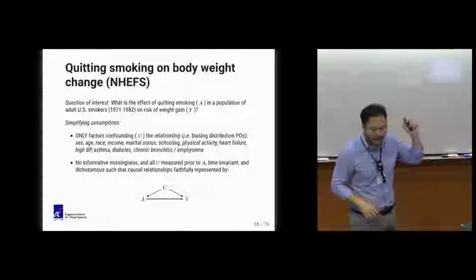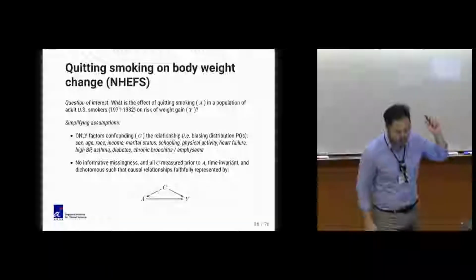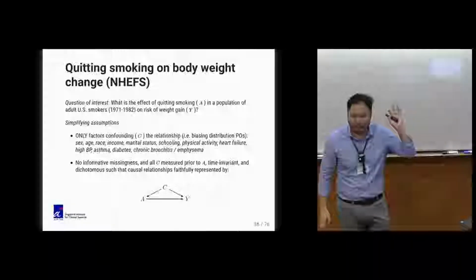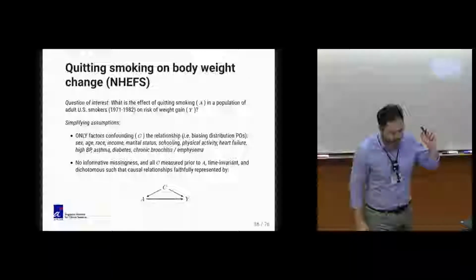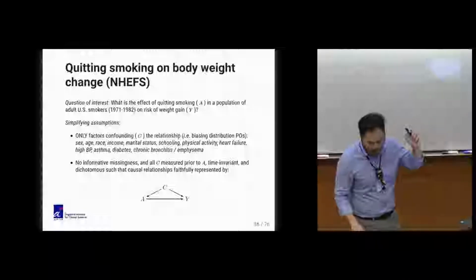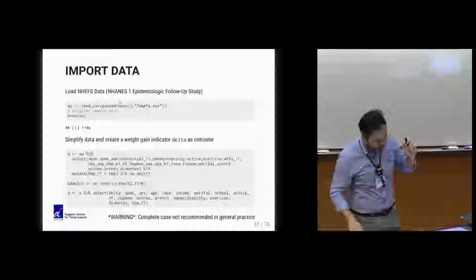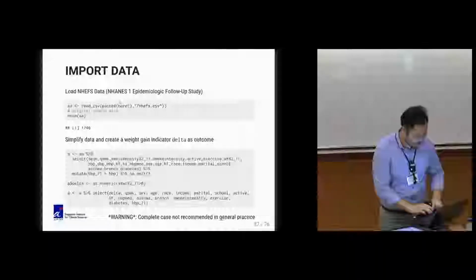Also that we have complete data, which is usually not true. All of the C are measured prior to A, meaning that they're true confounders. They aren't potentially affected by A. And that this particular relationship between quitting smoking and the probability of weight gain is the one that we're interested in. All right, so first step, let me get to the right place.